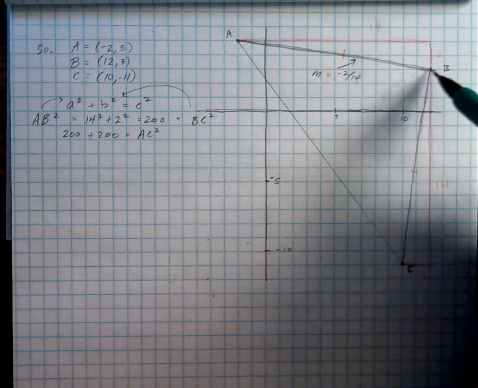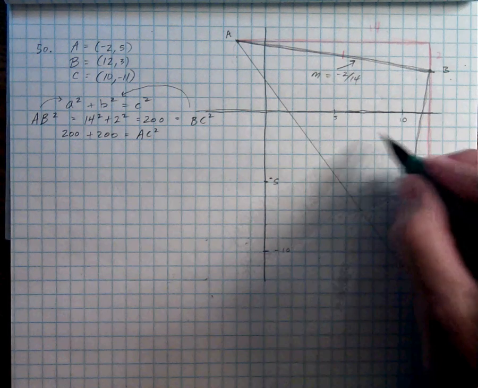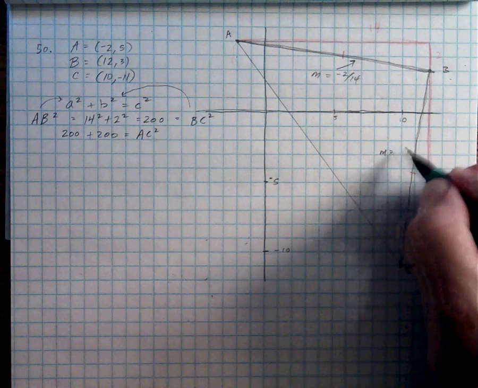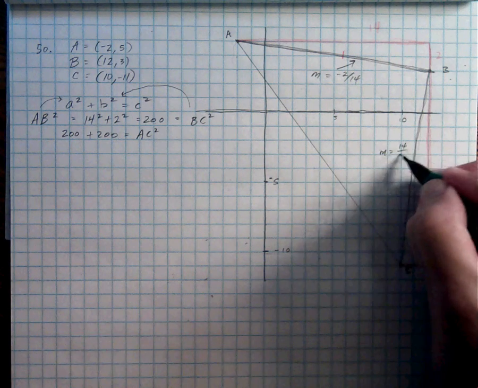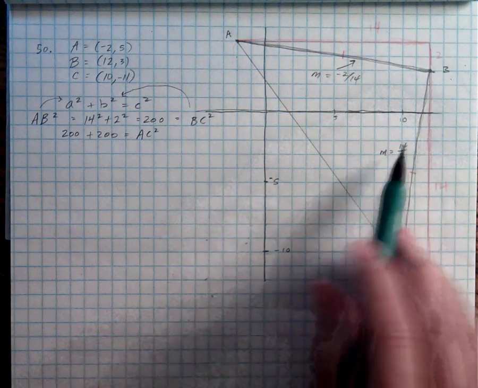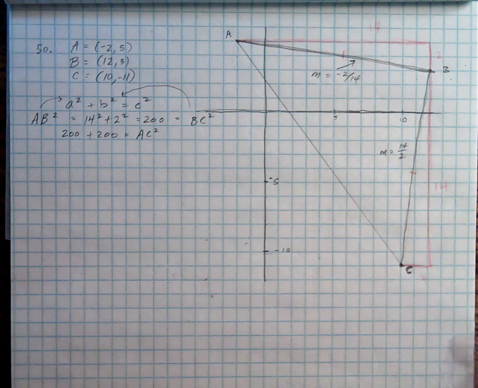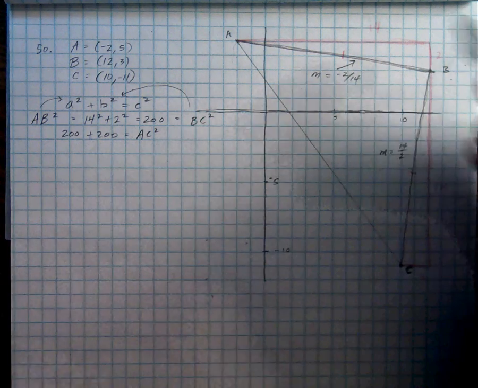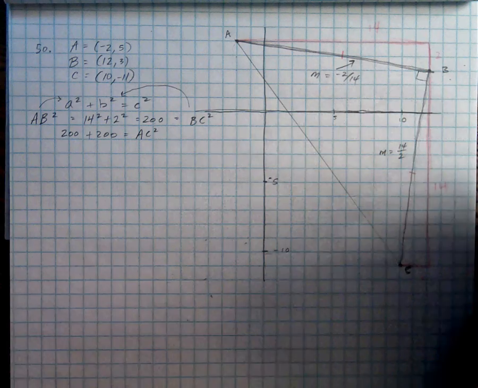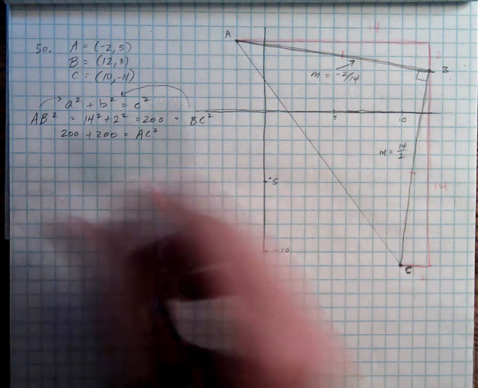Which is 7. So the slope of this one is 14 over 2, and it's positive. So right there, I already know that these are perpendicular lines, therefore that has to be a right angle over there. But for the sake of the lesson, we'll go ahead and calculate this.